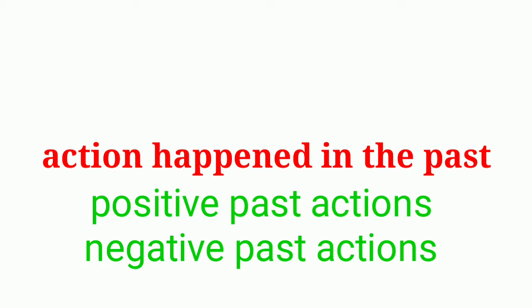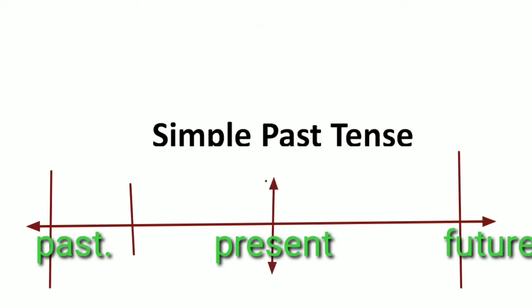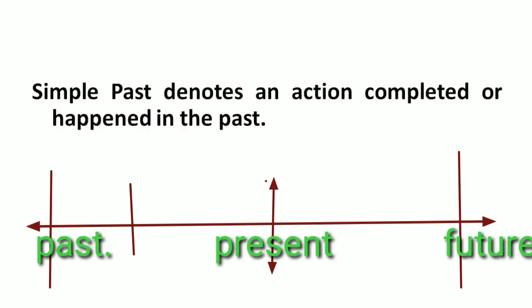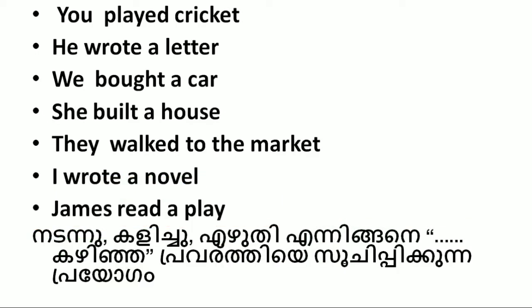Here you can see a timeline that begins from past, present and future. Then in this line you can see the simple past action that happened. That blinking point, that action happened in the past and ended in the past as well. Simple past action is completed in the past. There will be a specific time or a particular time when that action happened. We can see some examples.